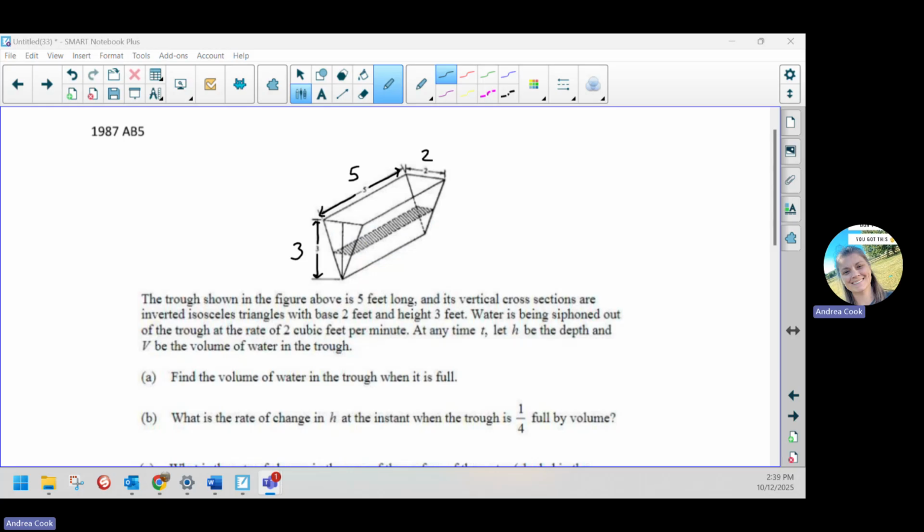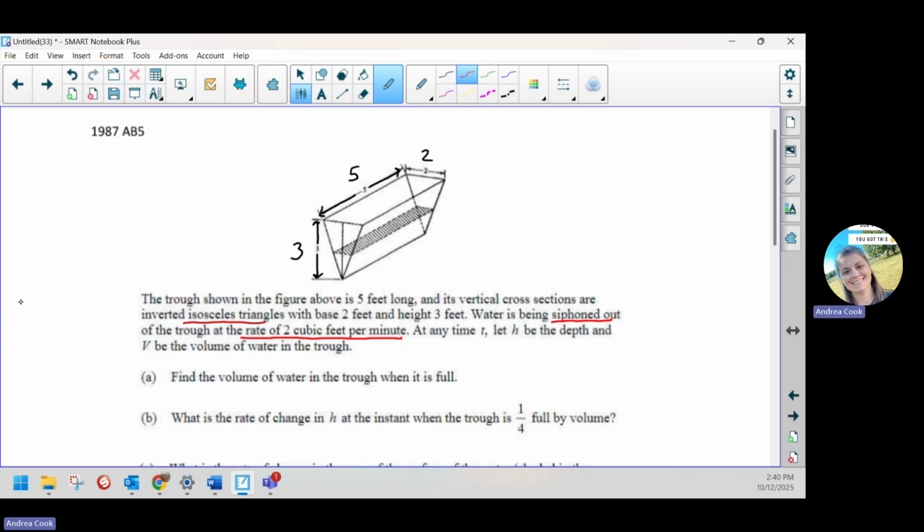So there's the picture. It tells us that it's an isosceles triangle. And the base is 2, the height is 3, and that's when it's full. But water is being emptied, siphoned out means emptied, at a rate of 2 cubic feet per minute. So remember, cubic feet is volume.